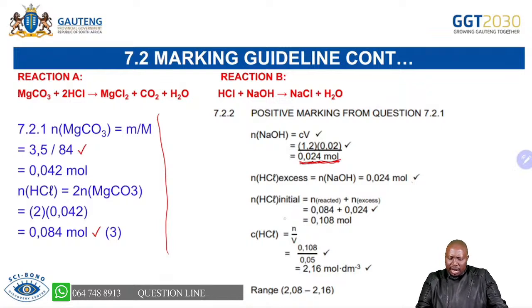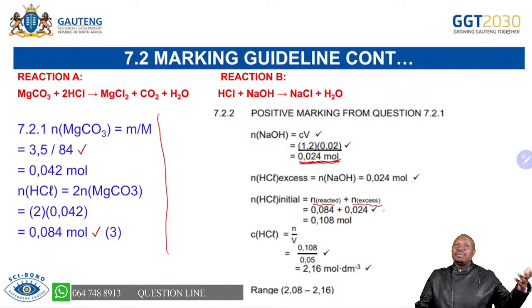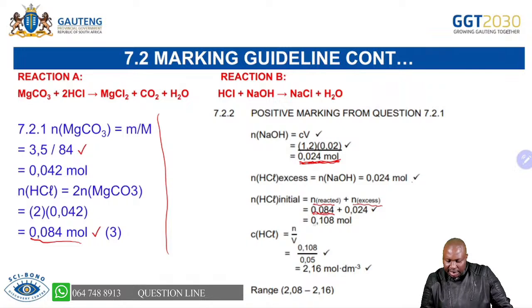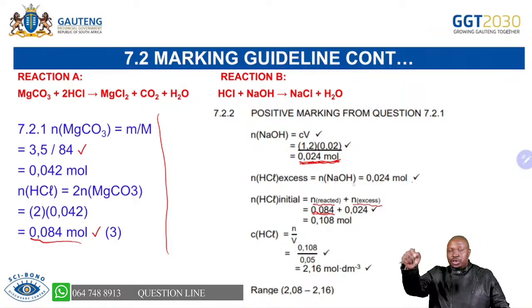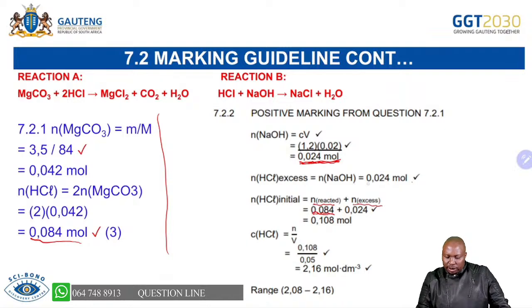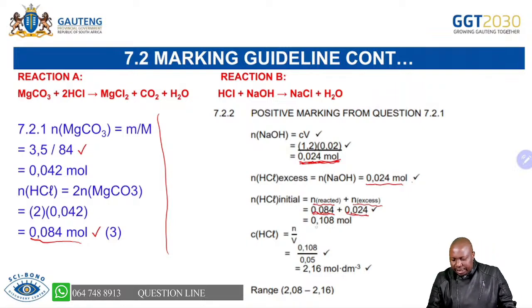Now, as I indicated, you will take what reacted plus what we had in excess. Remember what reacted in the first reaction? We had the first reaction where we were reacting with magnesium carbonate, and we said what reacted there was 0,084. That's the number of moles that reacted. What we have in excess, which is the same as the one that we used in the sodium hydroxide, is 0,024. Then when you add the two, you have the original that we are having.